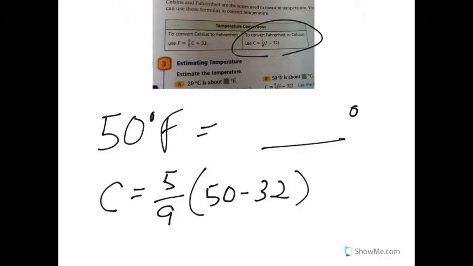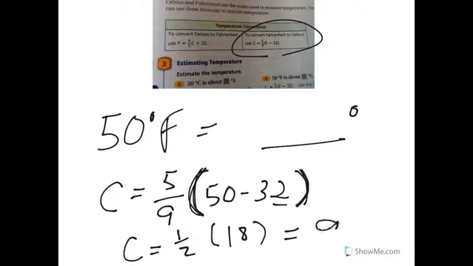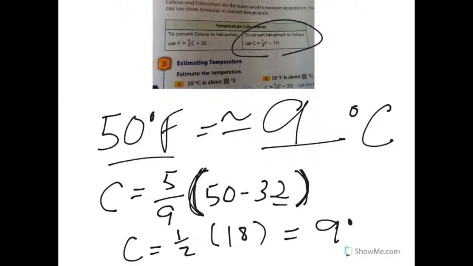Again, we're estimating now. 5/9 is almost 1/2. Okay, so I'm going to go ahead and say that it is 1/2. We're estimating. We're not finding the exact answer. Since I have my parentheses here, I know from PEMDAS I'm going to do that first. 50 minus 30 is 20. Then take away the other 2, I got 18. So 1/2 of 18, 1/2 times 18 gives us 9 degrees. So 50 degrees Fahrenheit is about, or approximately, 9 degrees Celsius.